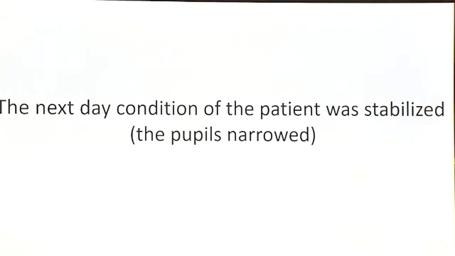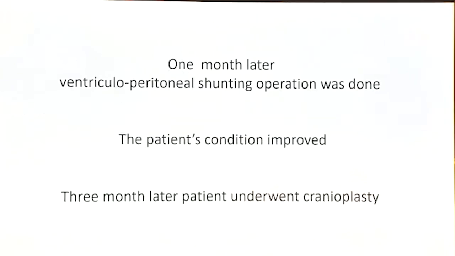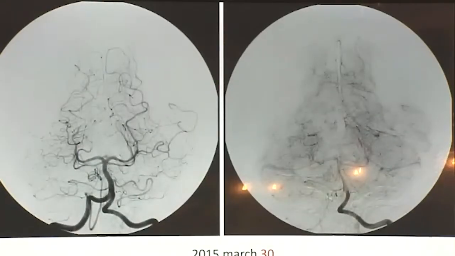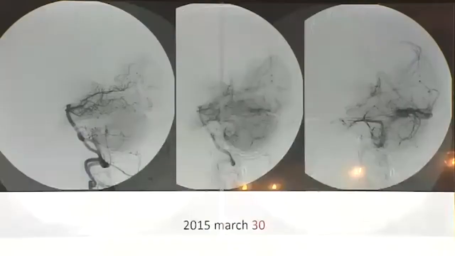The next day, I arrived at the clinic. Our patient's condition had improved, stabilized, pupils narrowed. One month later, a ventriculoperitoneal shunt operation was done. The patient's condition improved. Three months later, the patient underwent cranioplasty. March 30, angiography shows the malformation is gone.